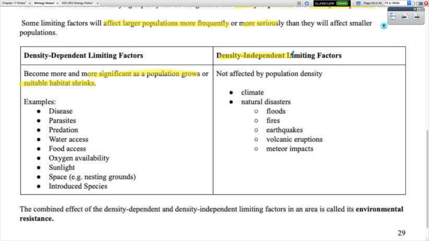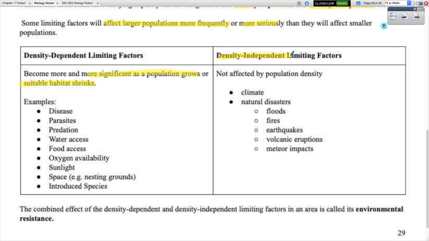So that's things like climate, right? Doesn't matter how many plants there are in a forest, when the winter comes and freezes everything, it's all going to die, right? Whether there were two shrubs or a complex ecosystem full of thousands of trees and bushes and grasses and everything, the climate limits how many things can live there.